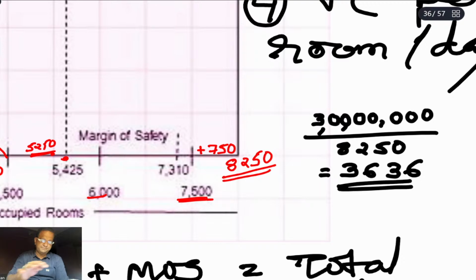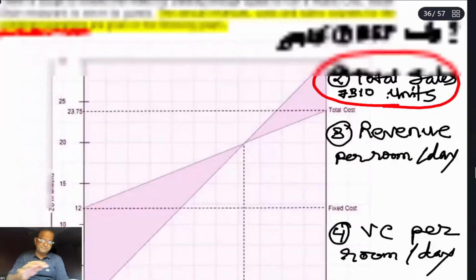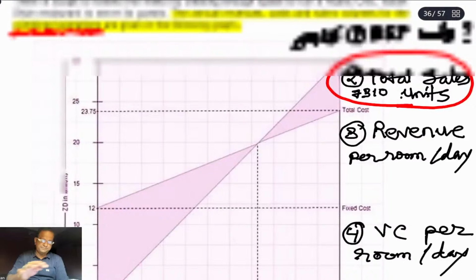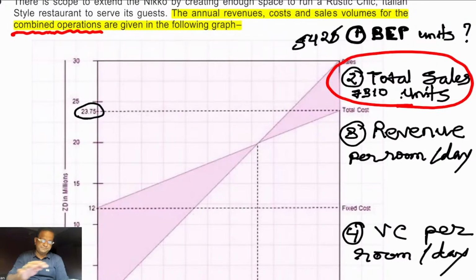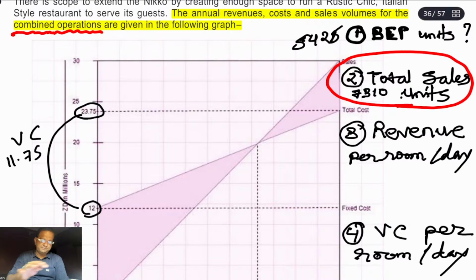Okay, and now we will find out the variable cost. The total cost is 23.75. Out of this total cost, fixed cost is rupees 12 million. So the variable cost is 11.75 million. 23.75 minus 12, yes, it's 11.75 million, divided by the total rooms 8250.